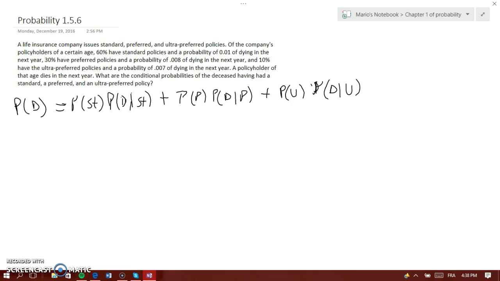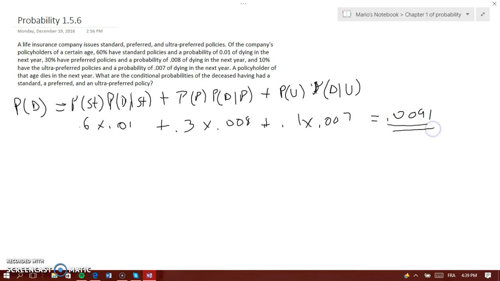And that would equal 0.6 times 0.01, plus 0.3 times 0.008, plus 0.1 times 0.007, and that would equal 0.0091. This is the probability of dying, whether you have any of these.